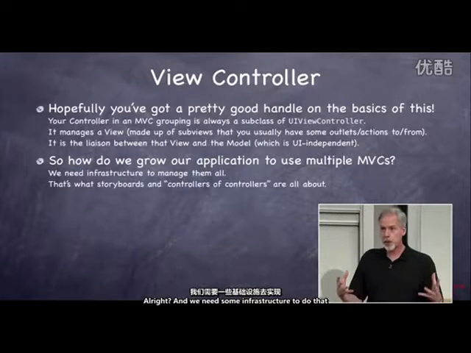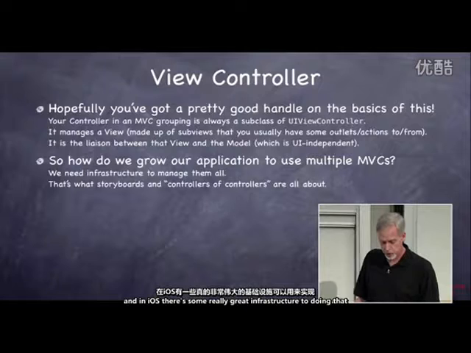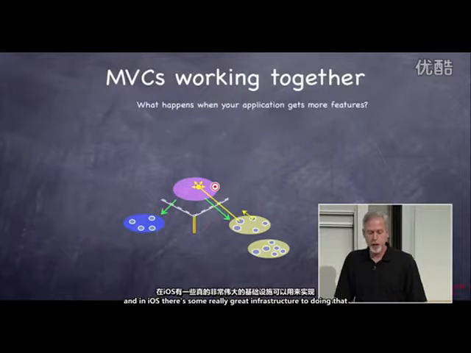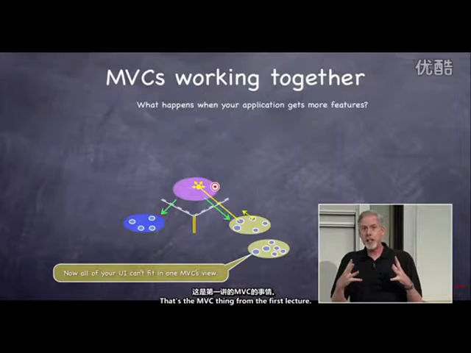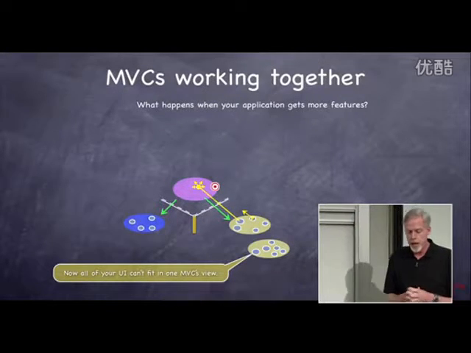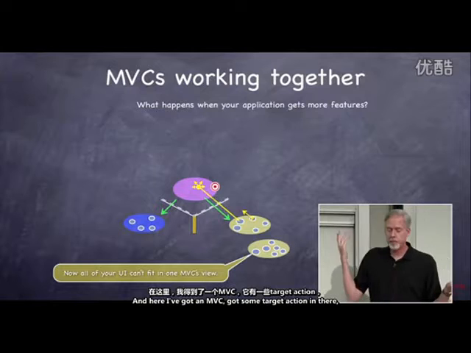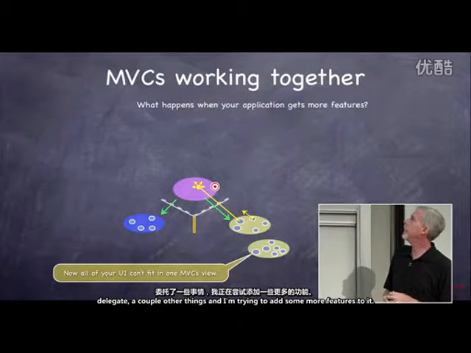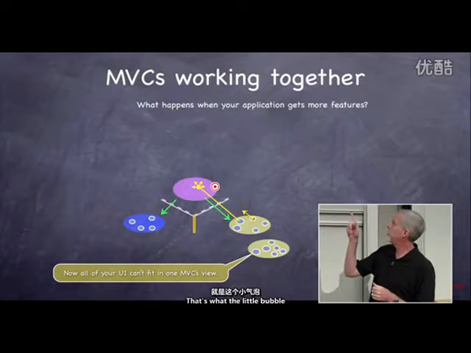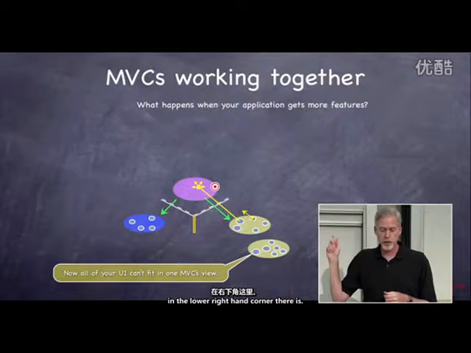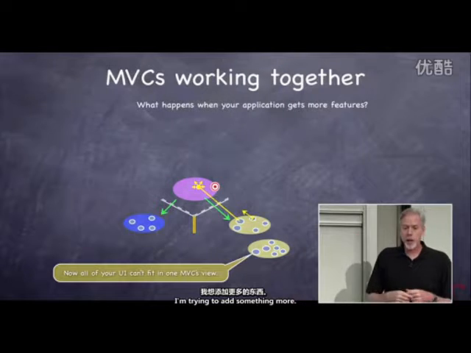Right? And we need some infrastructure to do that. And in iOS, there's some really great infrastructure for doing that. You should recognize this picture right here at the bottom. That's the MVC thing from the first lecture. And here I've got an MVC, with some target action in there, delegate, a couple other things. And I'm trying to add some more features to it. That's what the little bubble in the lower right-hand corner is. I'm trying to add something more.